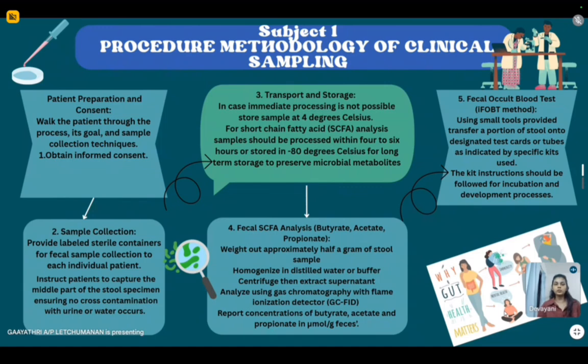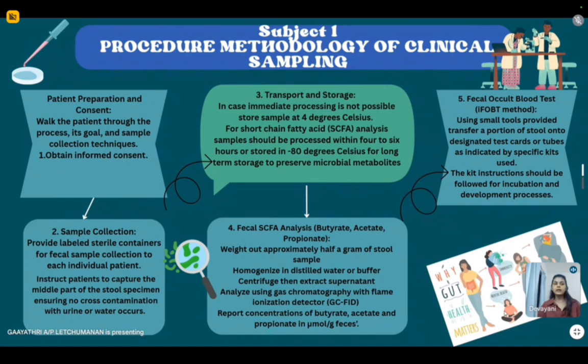Thirdly, transport and storage. In case immediate processing is not possible, store the sample at 4 degrees Celsius. For short-chain fatty acid analysis, samples should be processed within 6 hours or stored at -80 degrees Celsius for long-term storage to preserve microbial metabolism.